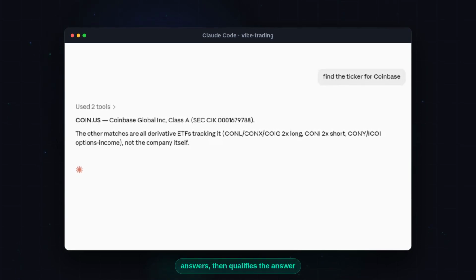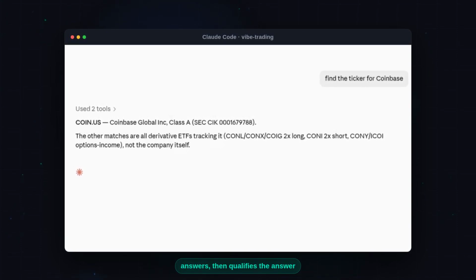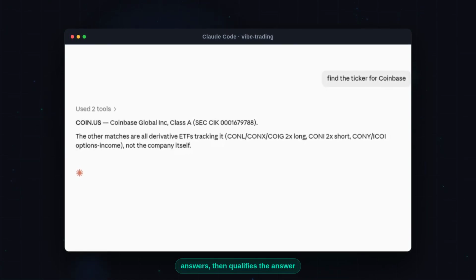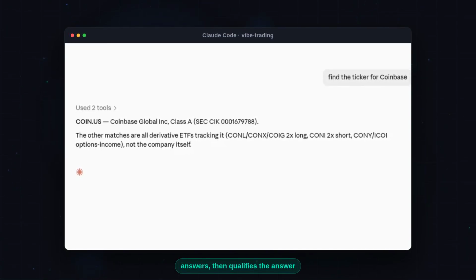Then it volunteers something I did not ask for. Everything else matching the word Coinbase is a derivative product tracking the company, not the company itself. That turns out to be the tone of the whole thing. It answers, and then it tells you what the answer does not cover.